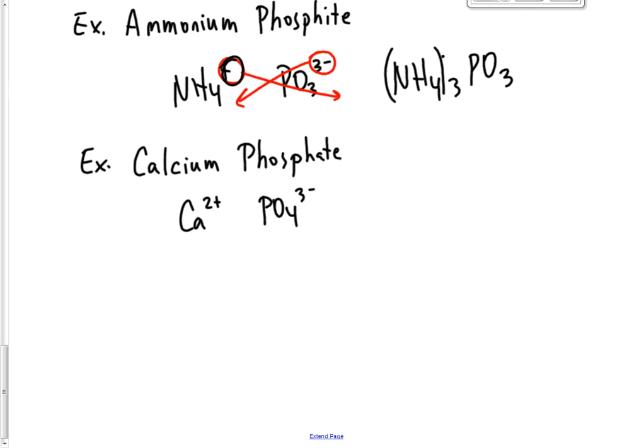All right, we're going to take our 2 and our 3 and cross them down and make the subscripts out of them. So you've got Ca, bring that 3 down. All right, and then PO4, and we've brought this 2 down. So Ca3PO4 is your answer. Okay? And that is naming formulas and writing formulas with polyatomic ions in them.